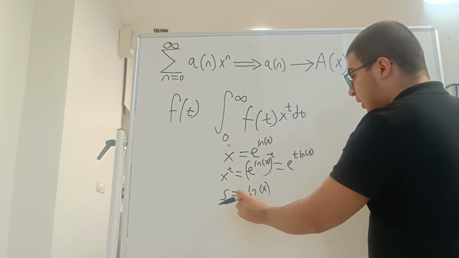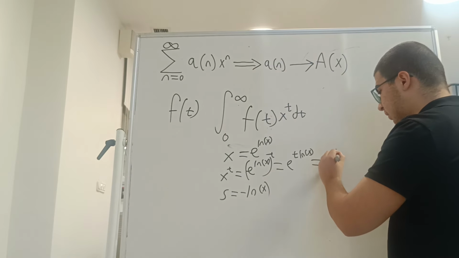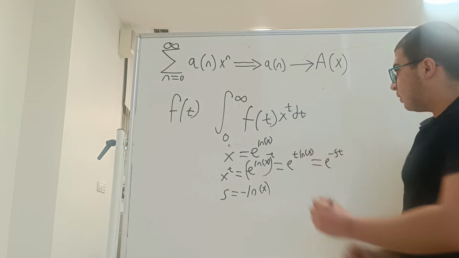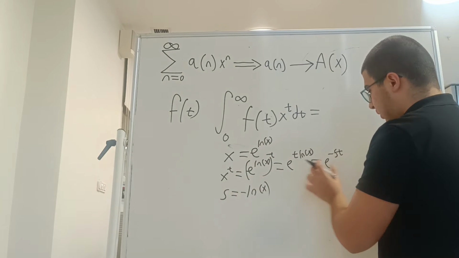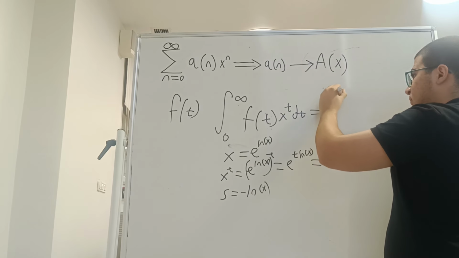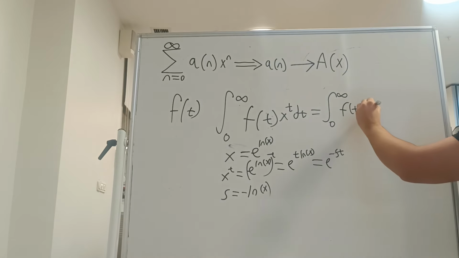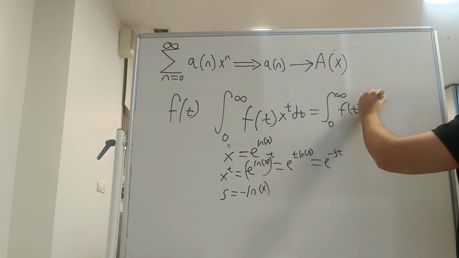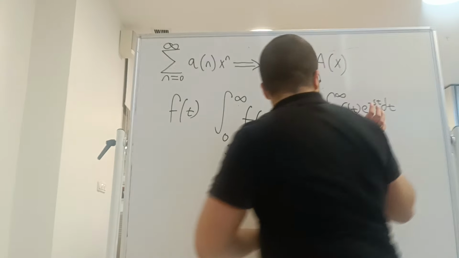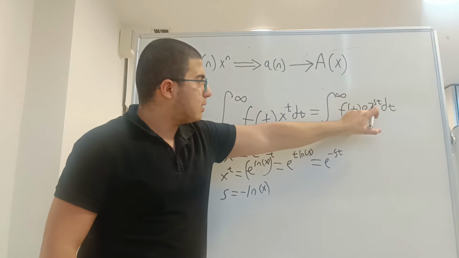So I'm going to change it to minus ln x, and this is going to be equal to e to the minus st. So if I substitute this into the integral, x to the t is equal to e to the minus st. So we get e to the minus st dt, and this is Laplace transform. This is a complete Laplace transform. This is the complete formula, and now you know why we have a minus st term here.